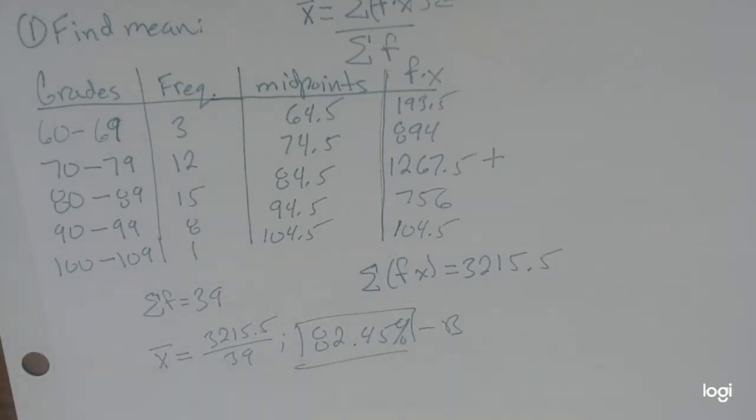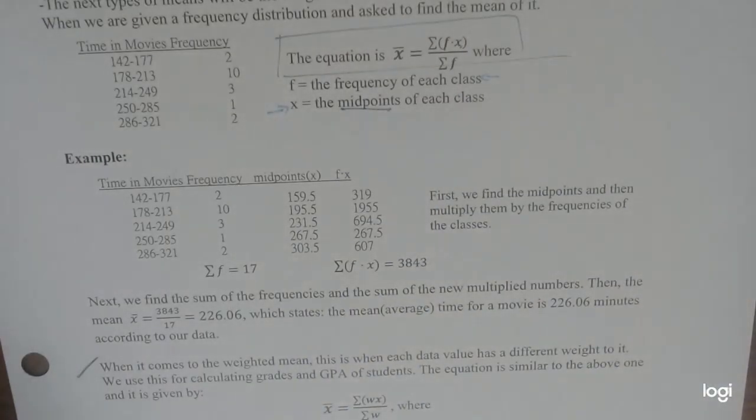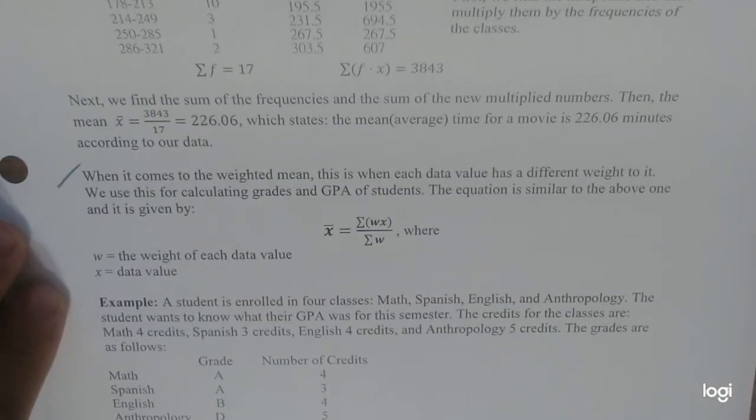All right, so that's the first type of mean we're going to talk about. The second type of mean we're going to talk about is something called the weighted mean. Okay, and that's the next example we have underneath this one. So we go back a page. Right, so it's down here.